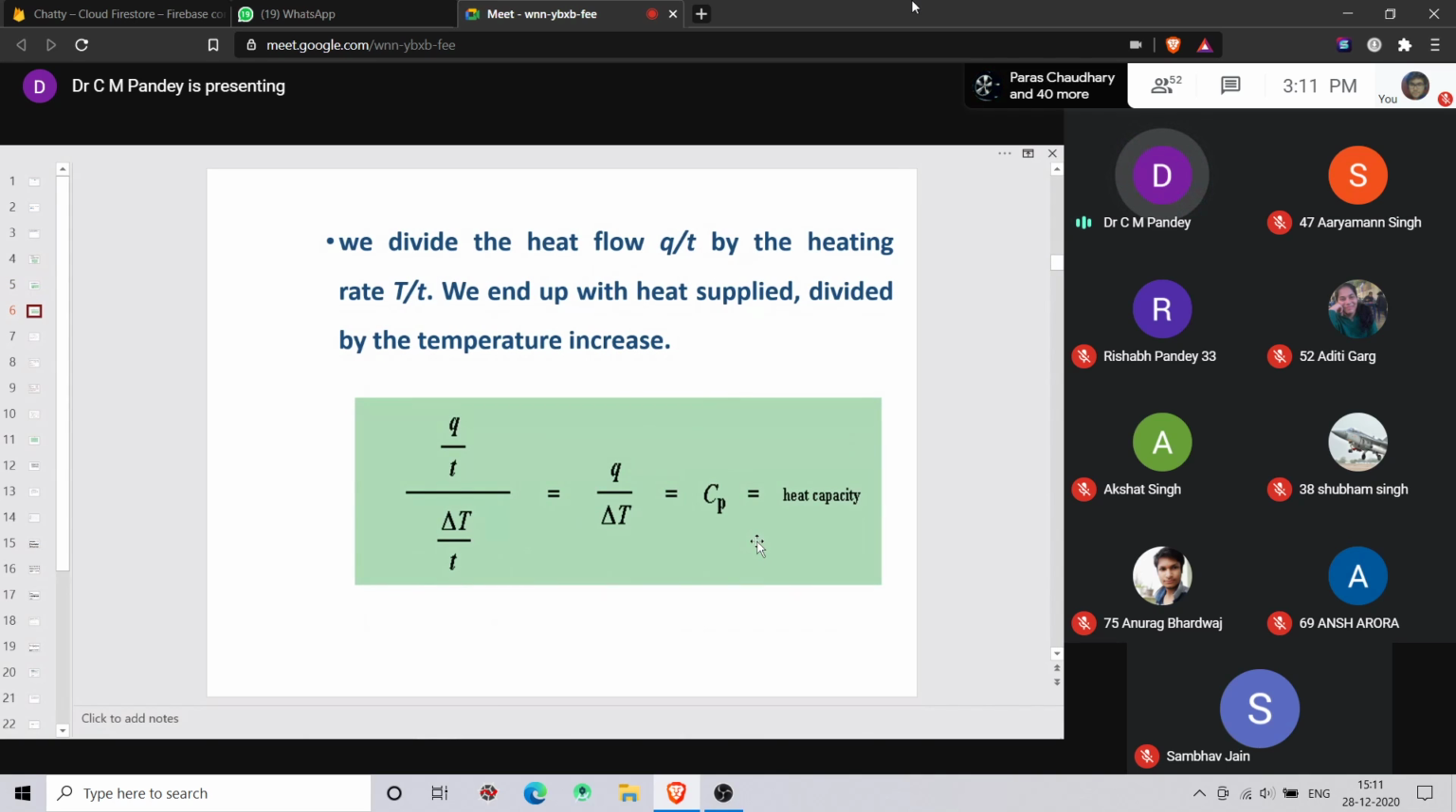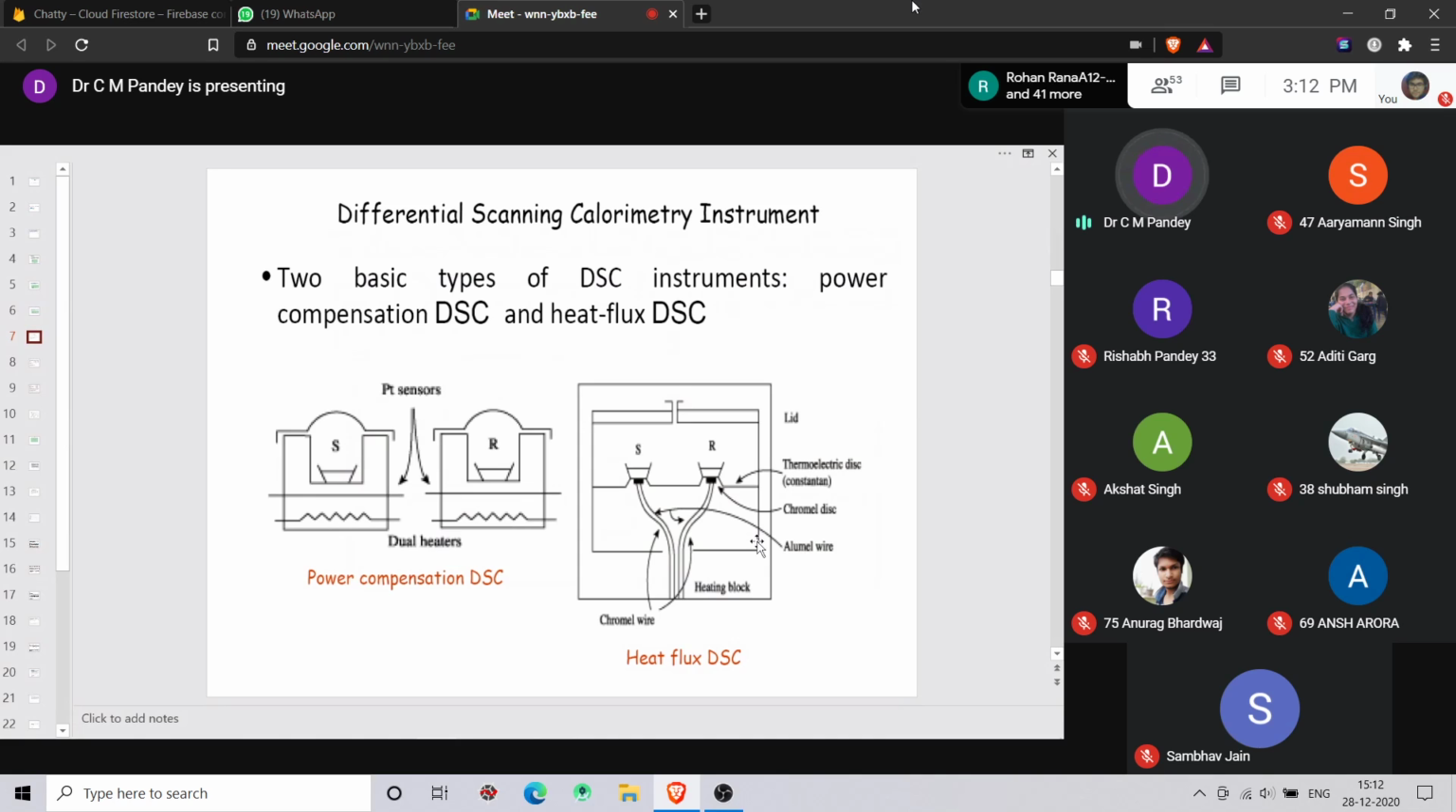So on dividing it by Q by T, you will get that is the Cp, that is the heat capacity of the system or of the material, right? So talking about the instrumentation of DSC, two basic types of DSC instrument have been commonly used. That is the power compensation DSC and heat flux DSC. So on the screen you are seeing that is a power compensation DSC and that is a heat flux DSC. Now one by one we are going to discuss what is power compensation DSC and what is heat flux DSC.